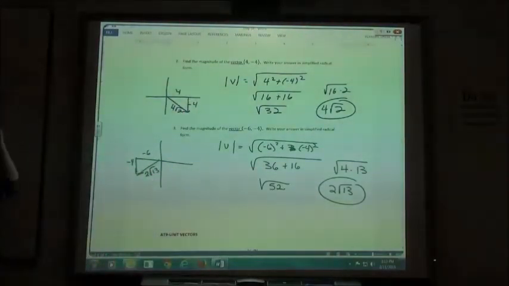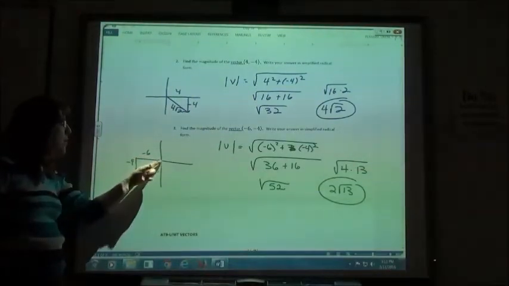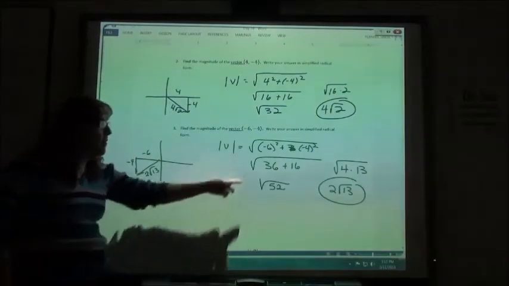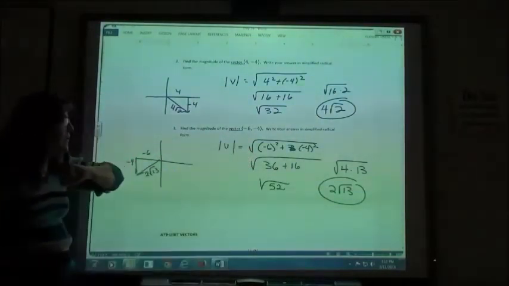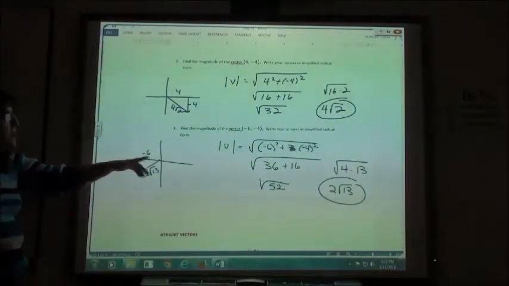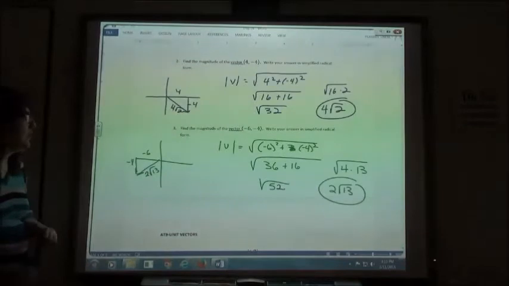So a vector is a quantity that has both a size and a direction. Here we're doing the direction, negative 6, negative 4, to find the size of it. We're actually just using the Pythagorean theorem. So the square root of a squared plus b squared, and simplifying, we can find the size of our vector or the magnitude of our vector.